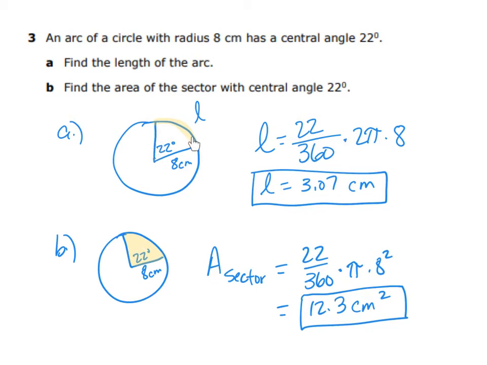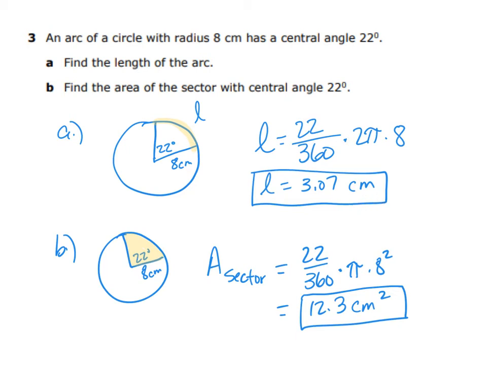So the arc length is going to be a portion of the entire circumference, and that portion will be 22/360ths of the circumference. We find the circumference by taking 2 times pi times the radius. So this is all arithmetic you can do on your calculator. In the absence of rounding directions, we'll default to 3 significant figures. So we would get 3.07 centimeters. Don't forget about your units, okay?